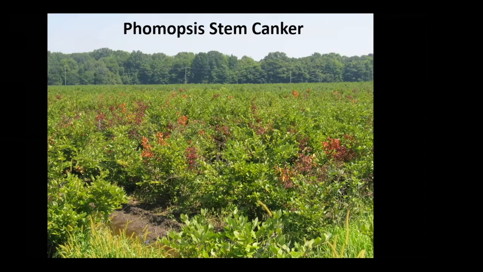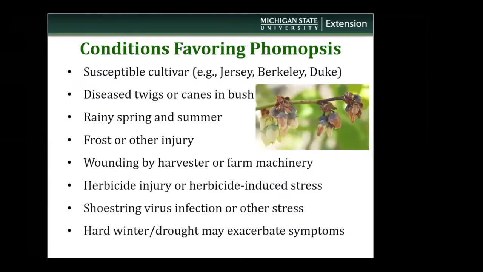But this disease is probably coming from infected shoot tips that get onto wounds of some kind or another on the base of the main stem, and then the main stem collapses. So we've got some varieties that are very susceptible, and we generally have diseased twigs or canes in the bush. We may have a rainy summer. I don't think that's a big deal, but I do think that when we have winter injury or frost injury, it kind of sets us up.